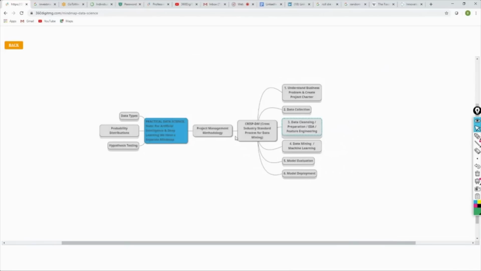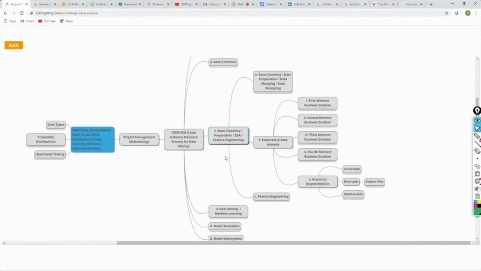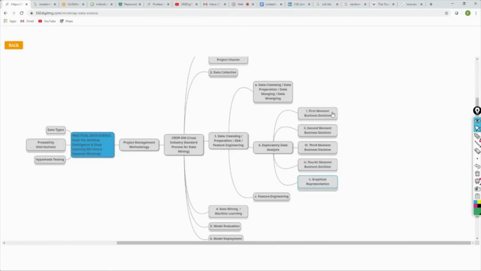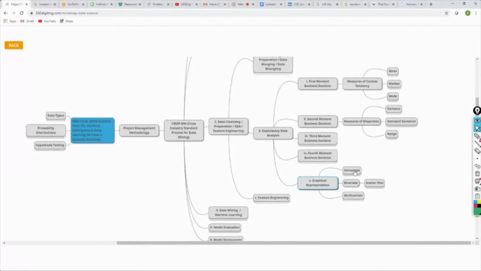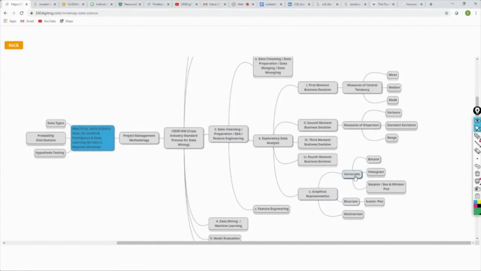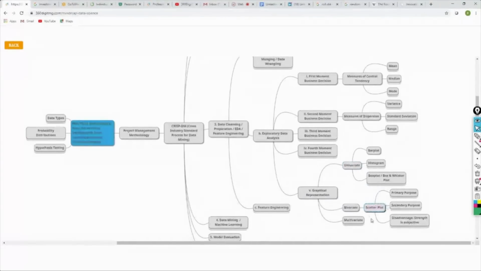Quickly, a recap. Project management methodology, CRISP-DM. You first understand the business problem, then collect the data, then perform exploratory data analysis. As part of this, you perform first moment business decision, which is mean, median, mode. Second moment business decision, which is variance, standard deviation, and range. Then we discussed graphical representation. We discussed univariate plots: bar plot, histogram, and box plot. Then we moved to bivariate, wherein we discussed scatter plot.